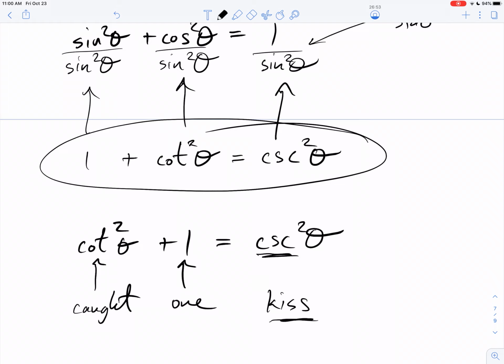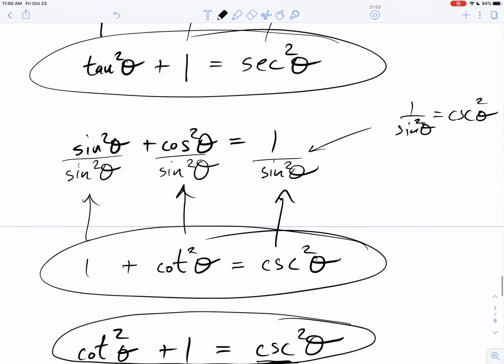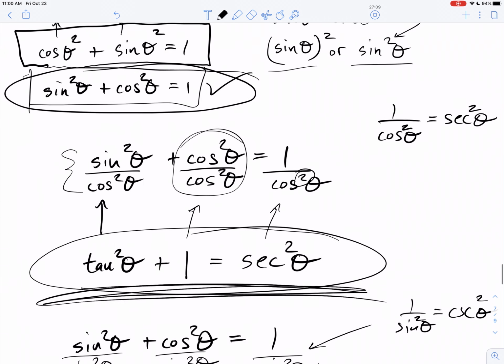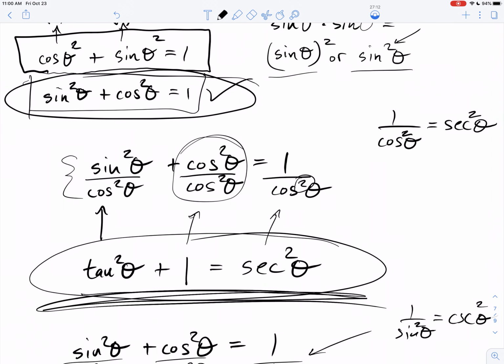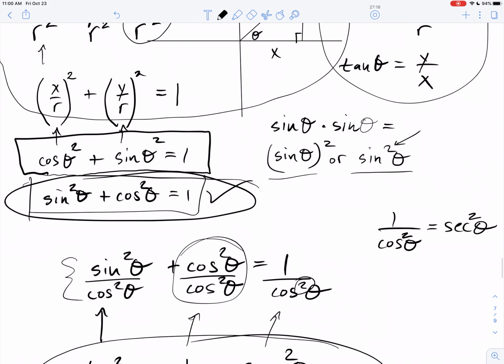I'm taking a little bit of liberties there, but that's how I remember this one. I think of caught one kiss. And here I think of tan in 1 sec. And here I just think of sine squared theta plus cosine squared theta equals 1. I have nothing really cool for this one. Okay, but guess what? I'm going to scroll up to the top real fast.